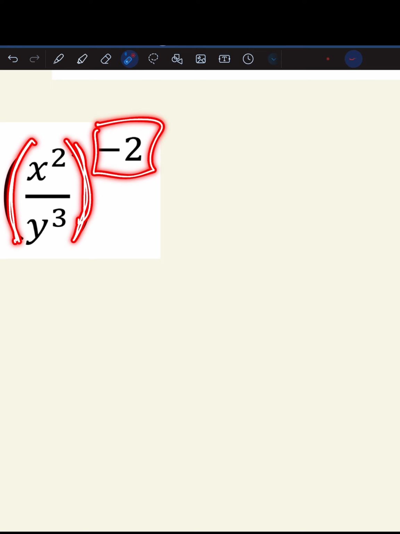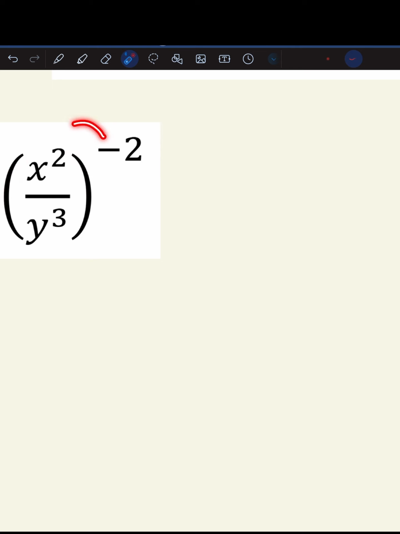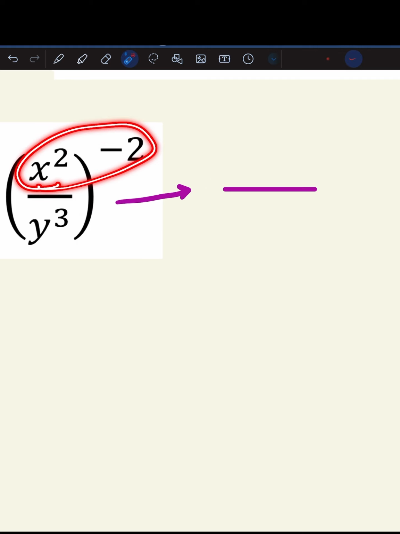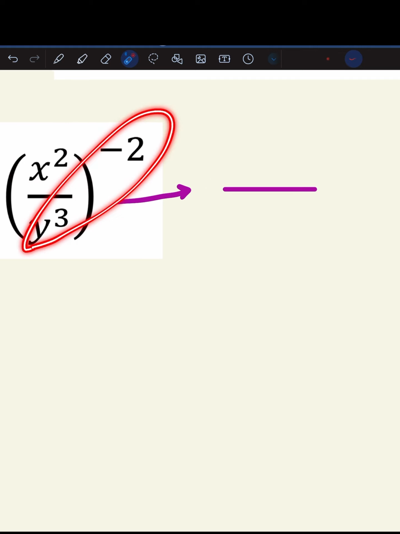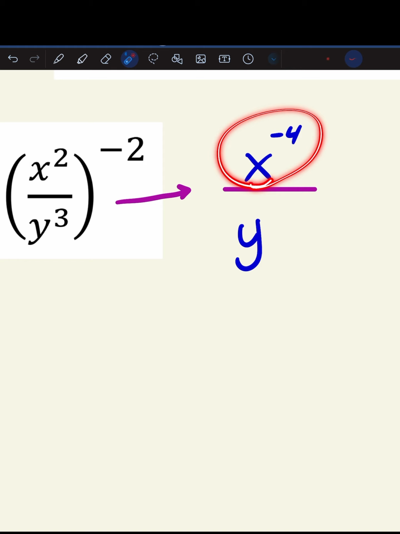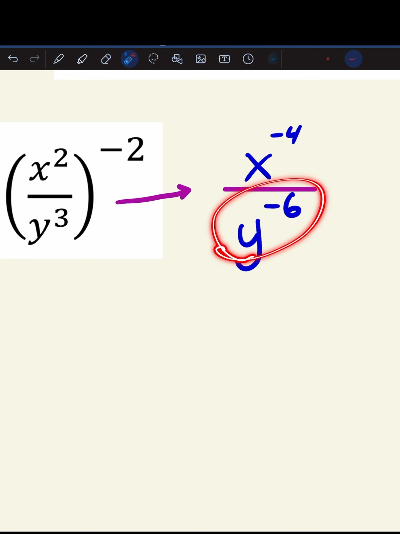So first, we have an exponent outside of parentheses, so the -2 will distribute in and multiply by each of our existing exponents. Always start with that fraction bar to help keep things organized. For right now, our x's will stay on top and our y's will stay on bottom. When we have stacked exponents like this, we multiply, so our exponent for our x's becomes 2 times -2, which is x to the -4, and our exponent for y's is 3 times -2, which is y to the -6.